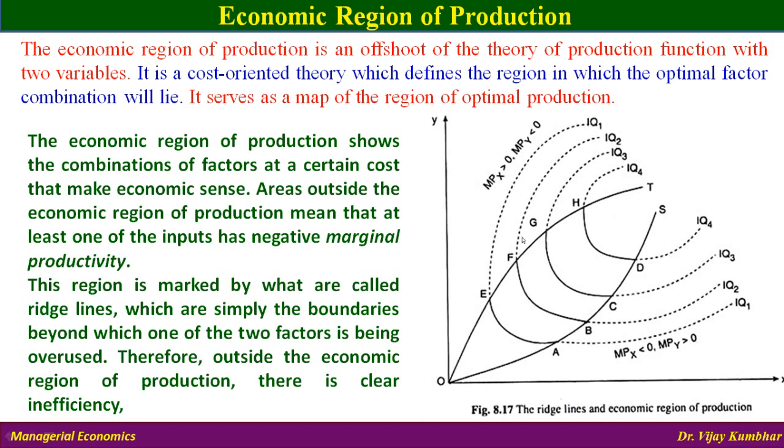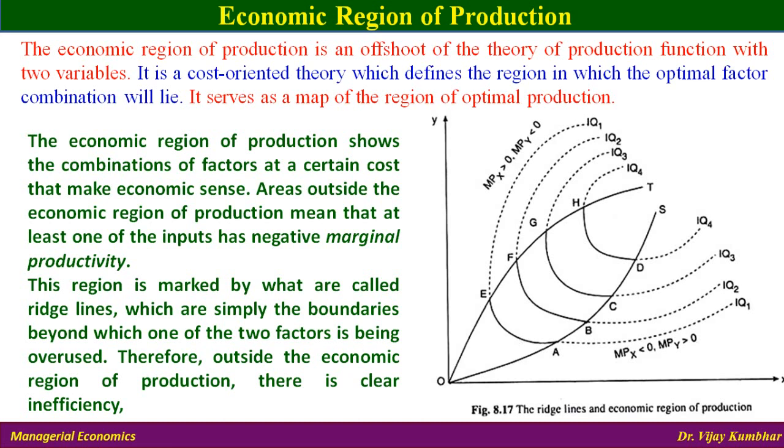What is the economic region? The economic region lies between E to A in case of this isoquant. In case of the second isoquant, F to B is the economic region. In case of the third isoquant, G to C is the economic region, and in case of the fourth isoquant, H to D is the economic region. If you connect these particular points with this curve, we can get the proper economic region for the production at different levels of quantity or different levels of production.